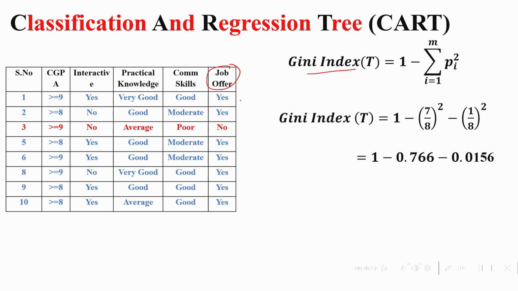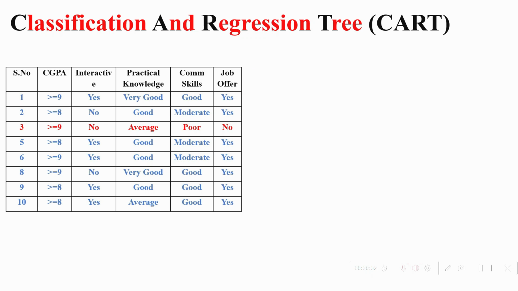So here the number of instances are 1, 2, 3, 4, 5, 6, 7 and 8. Out of 8 elements, 7 belong to yes and 1 belongs to no class. So Gini index of the target variable equals 1 minus (7 by 8) whole square minus (1 by 8) whole square. That is equal to 1 minus 0.766 minus 0.0156. That is, Gini index of target variable equals 0.2184.